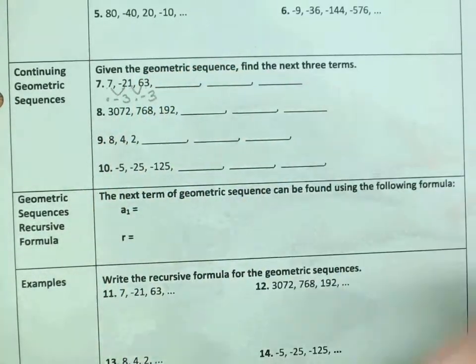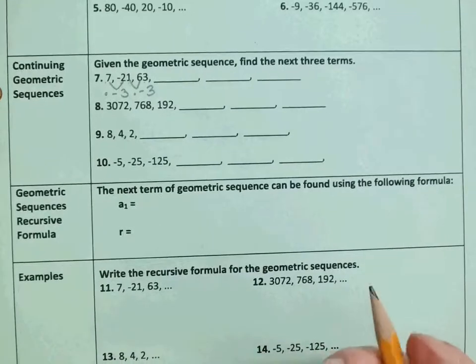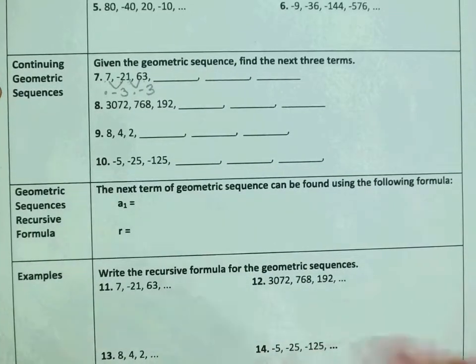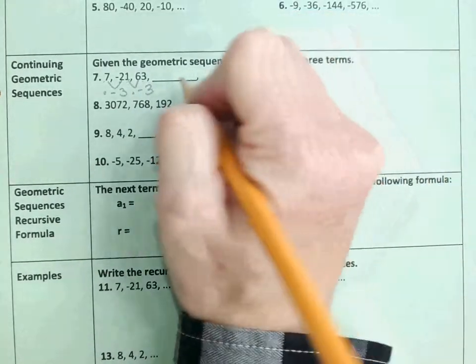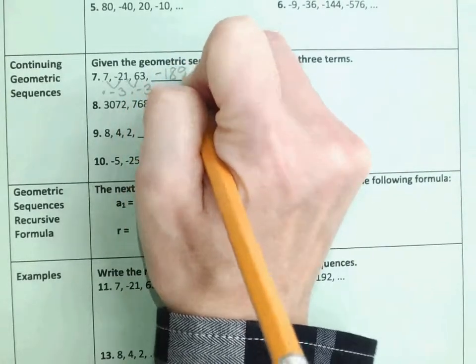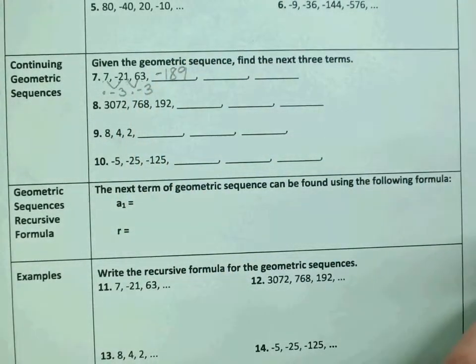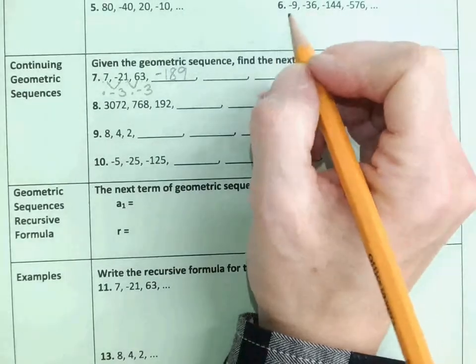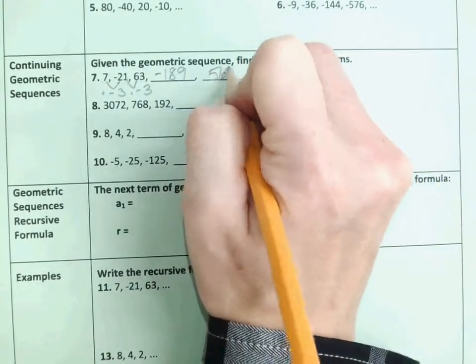So if we continue this pattern, and so again, using our calculators to help us, 63 times negative 3, we get negative 189. Negative 189 multiplied by negative 3, we get 567.